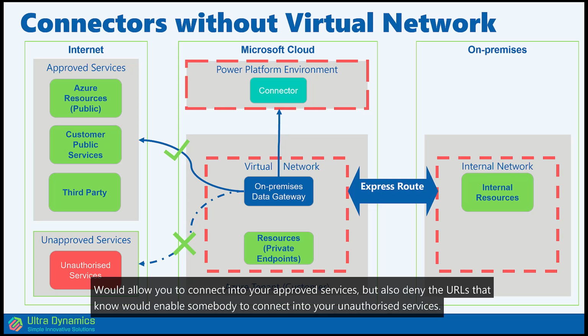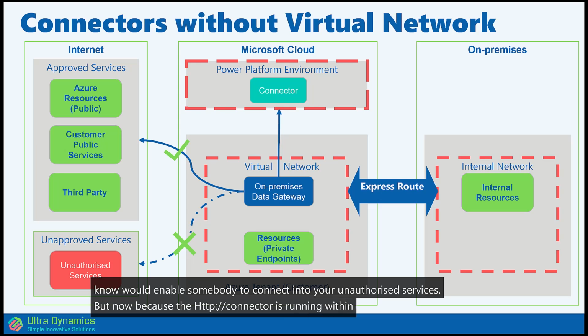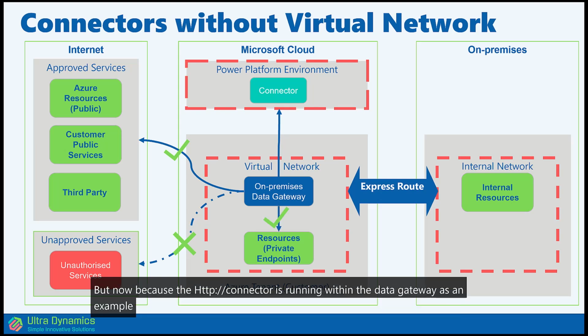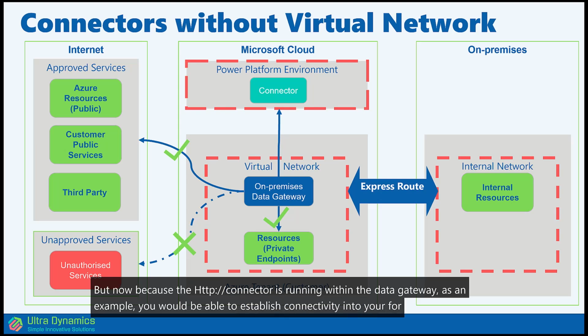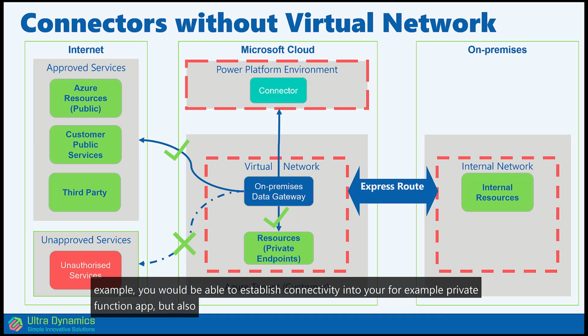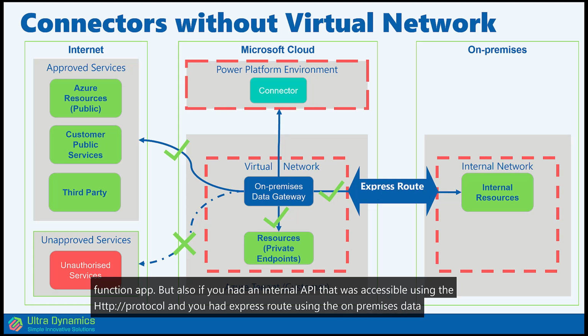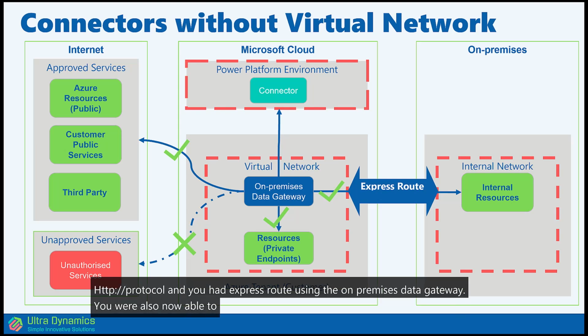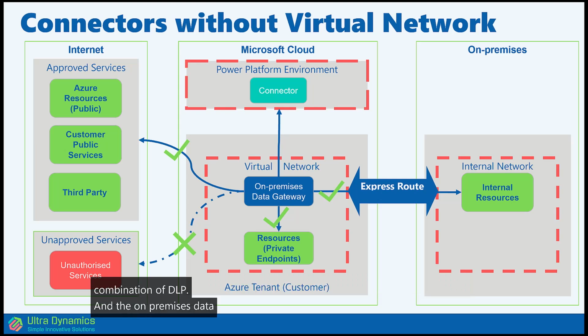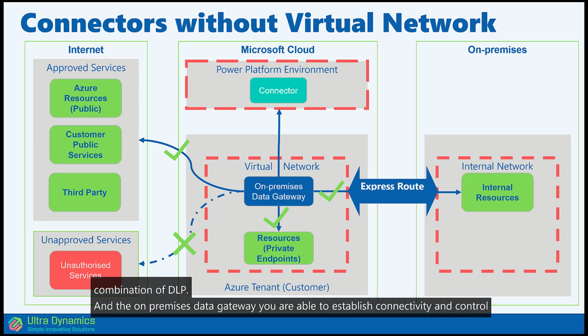But now, because the HTTP connector is running within the data gateway, as an example, you would be able to establish connectivity into your, for example, private function app. But also, if you had an internal API that was accessible using the HTTP protocol and you had ExpressRoute using the on-premises data gateway, you were also now able to establish that connectivity. So as you can see, with the combination of DLP and the on-premises data gateway, you are able to establish connectivity and control connectivity from your Power Platform environment.